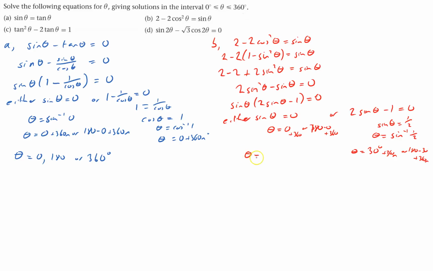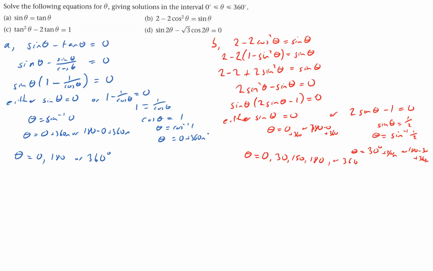So now we can work out what we've got here. Theta equals, first one we've got is 0, second one we've got here is 30, next one we've got, that's 180 minus 30, that's 150, next one here is 180, and finally it'll be 0 plus 360, so 360, and those are all 0 or 30 or 150. Okay, that's that done.